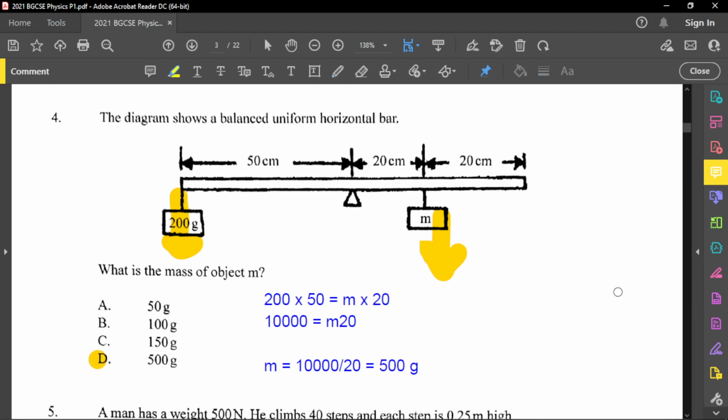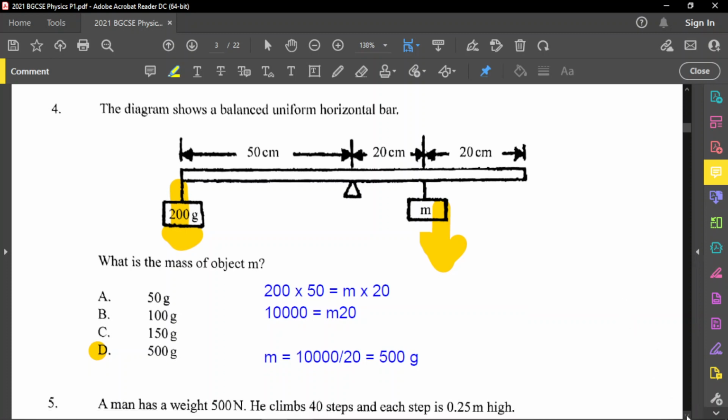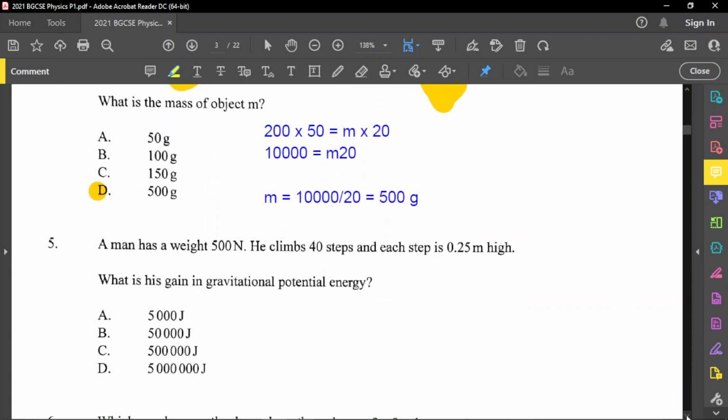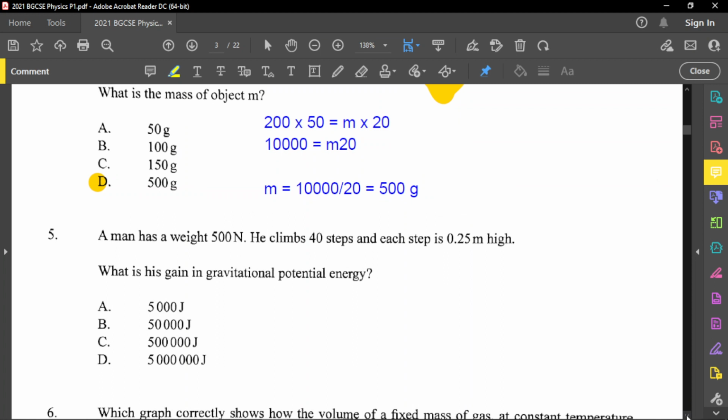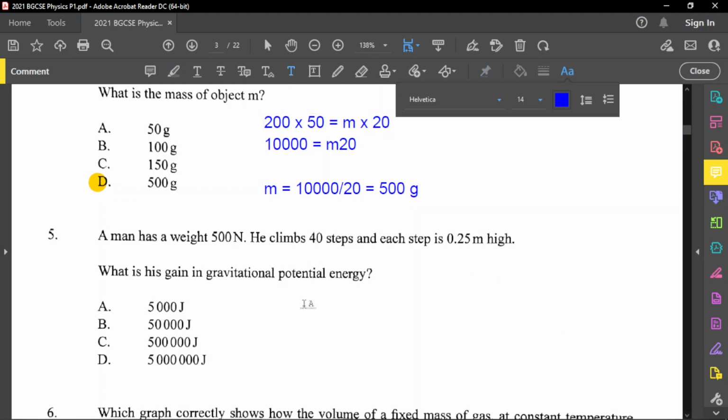Just to go to our next question now, which is question number 5. Question number 5 says that a man has a weight of 500 Newton. He climbs 40 steps, and each step is 0.25 meters high. What is his gain in gravitational potential energy? Just to make a quick note, in terms of the formula, potential energy, which is PE, equals mgh. The gravitational potential energy is equal to mass times gravity times height.